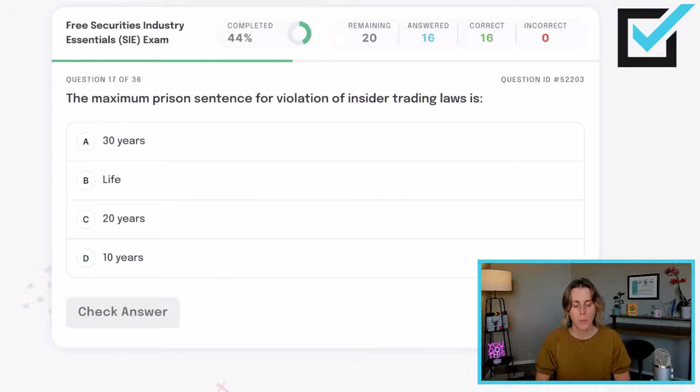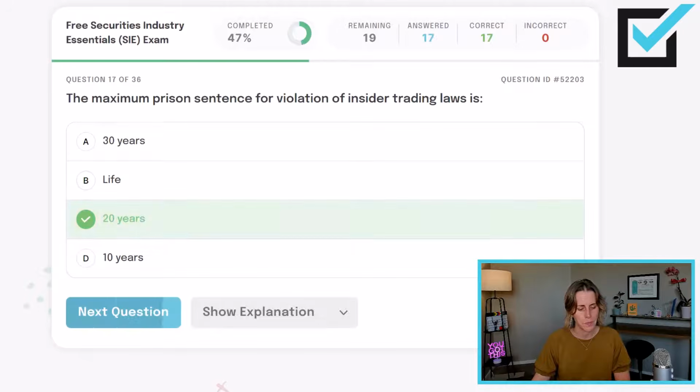The maximum prison sentence for violation of insider trading laws is 30 years, life, 20 years, or 10 years. The answer is 20 years. No trading based on insider information.